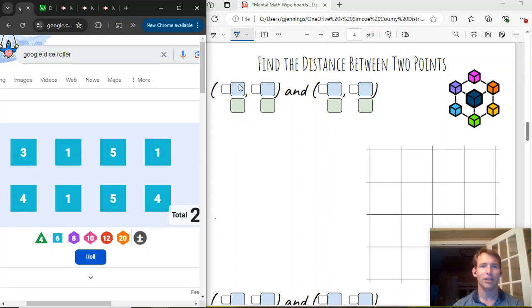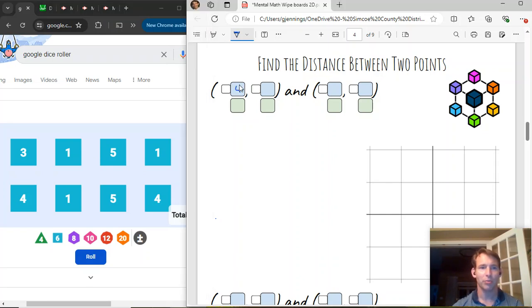Okay, so now I've got 4. There, 3 plus 1. 5 plus 1 is 6. 4 plus 1 is 5. And 5 plus 4 is 9. And I can choose to make any of these positive or negative. So let's make that negative and call it a day.